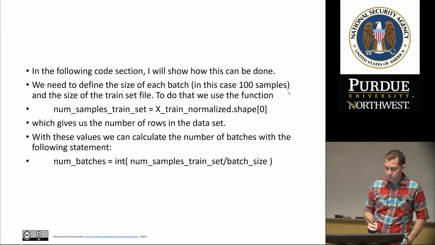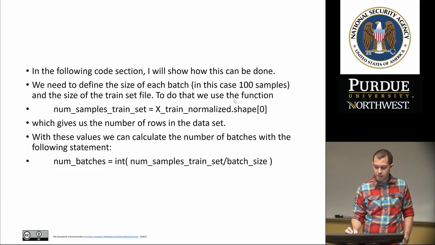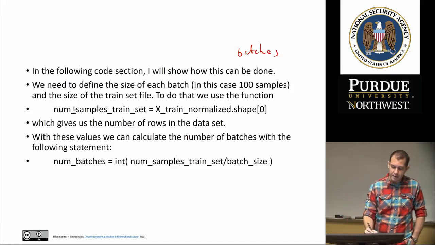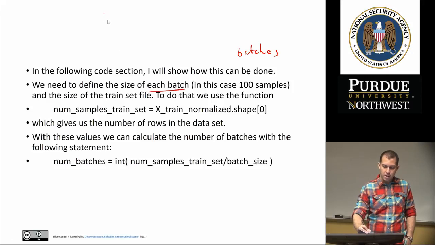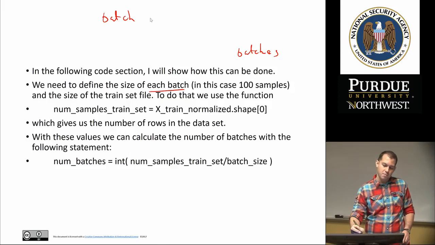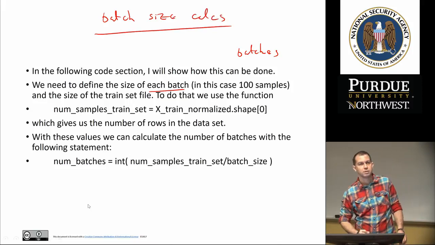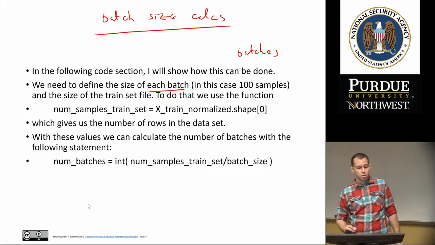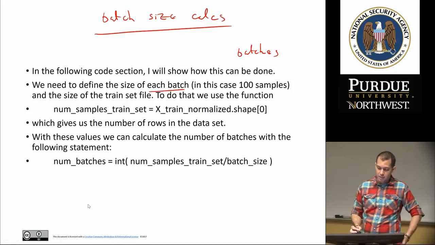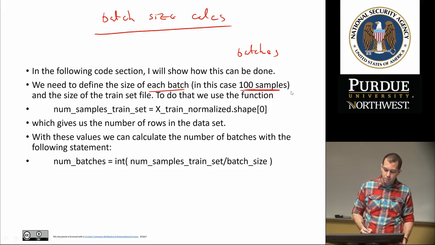Now in the following code section, I will show how we can do the other part that I mentioned, which is reading the data in batches. We need to define the size of each batch, right? So let's call this batch size calculations. Right, so let's give it a title like that, batch size calculations. We need to define the size of each batch. In this case, let's say that we want batches of 100 samples each. And the size of the train set file, right? We want to know how many records the train set file has.